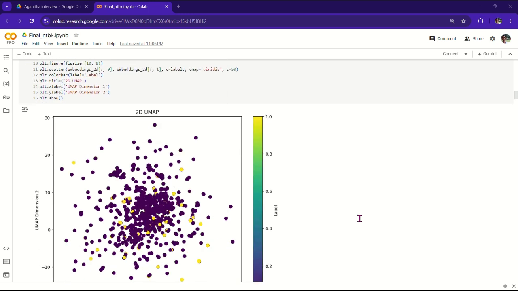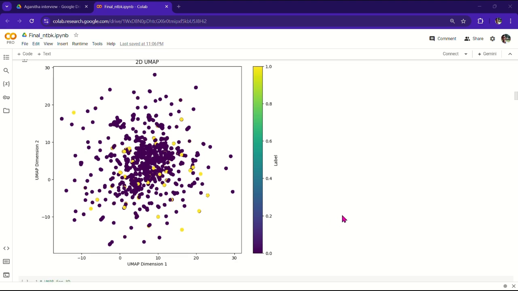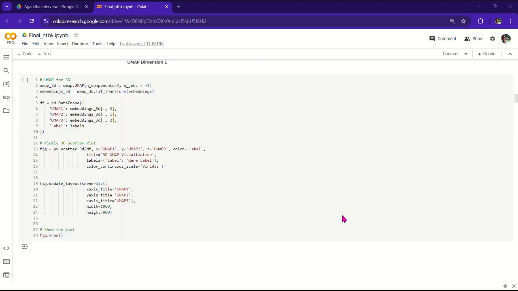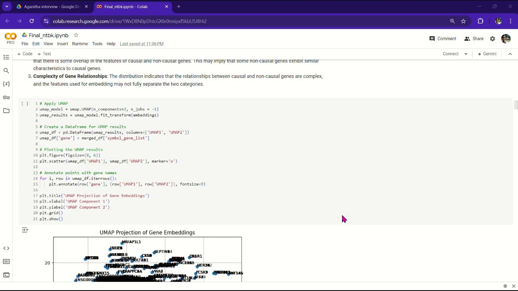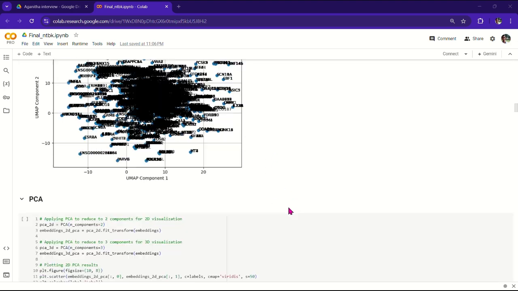Then we come to the UMAP projection. Here in UMAP, we can also see the causal and non-causal genes overlapping with each other. There is not much difference between them. And this is the UMAP embedding projection of the gene embeddings with their names, so it is pretty much matched up.